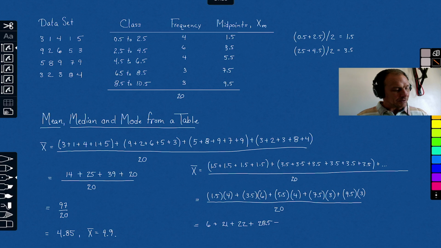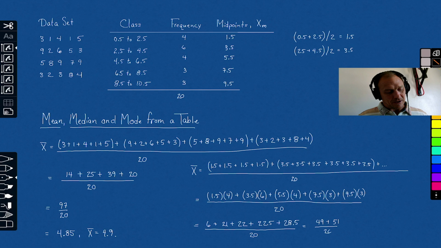You guys should say something. 22.5 plus this next one's going to be 28.5. Take all that, divide it by 20. Well, let's see. 6 plus 21 is 27. 27 plus 22 is 49. 22.5 plus 28.5 is 51. Divide that by 20. That's 100 divided by 20.